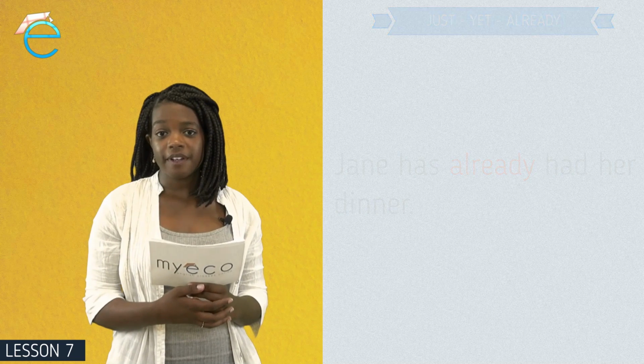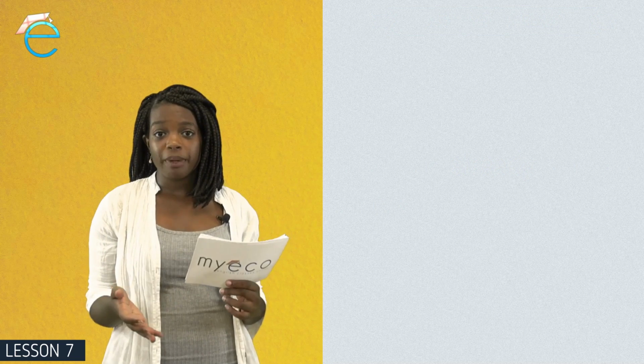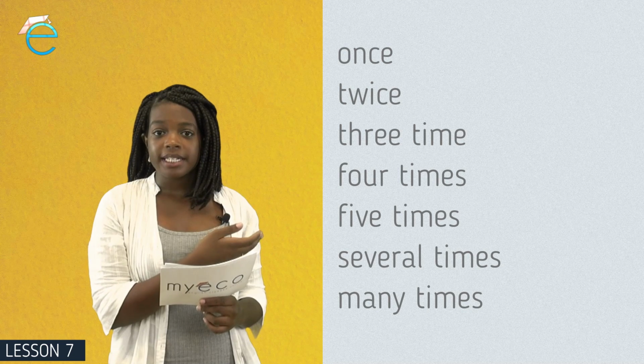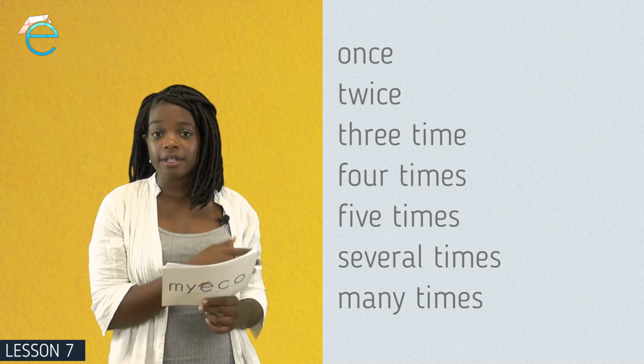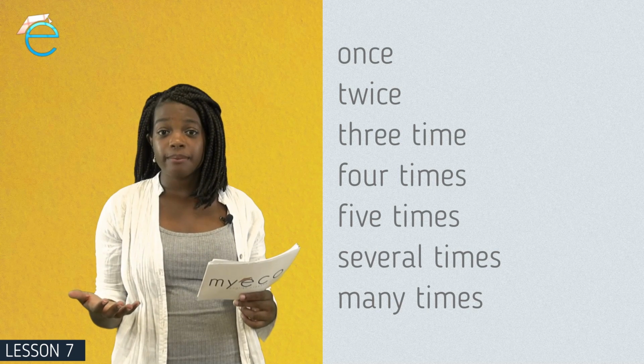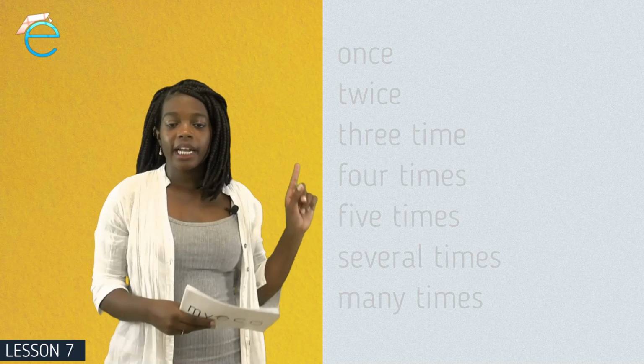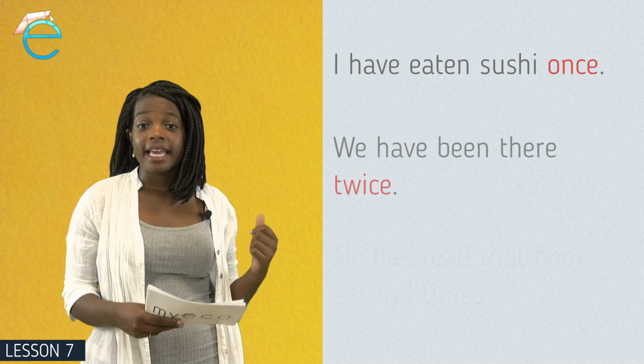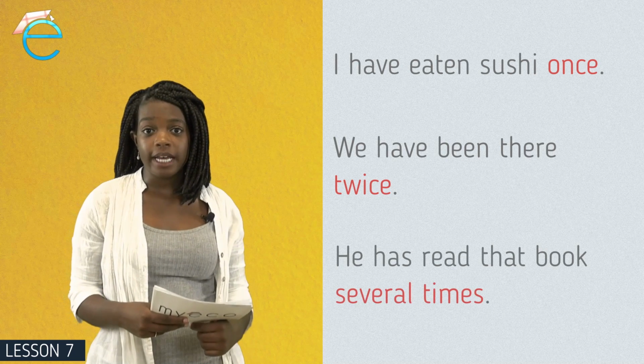Sometimes in present perfect tense, the duration won't be clear, but the number of times that we've done something will be. For example, once, twice, 3 times, 4 times, 5 times, several times, or many times. Now here we have 3 examples. I have eaten sushi once, we have been there twice, he has read that book several times.